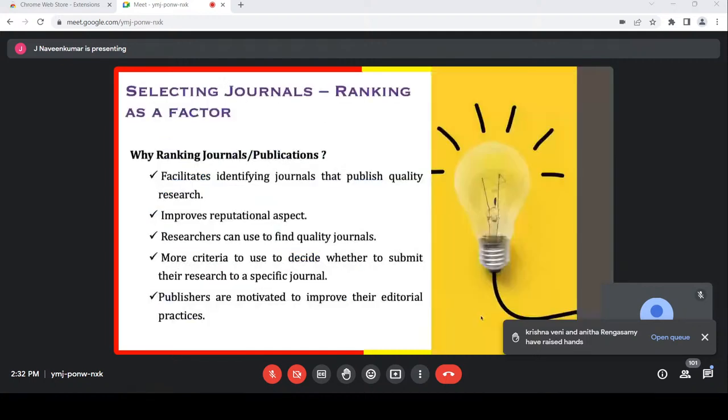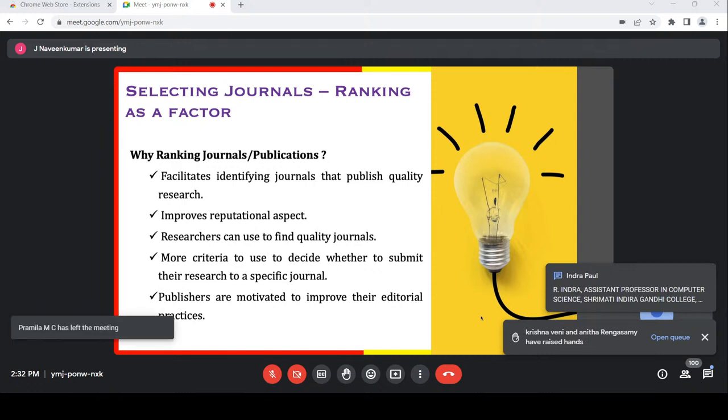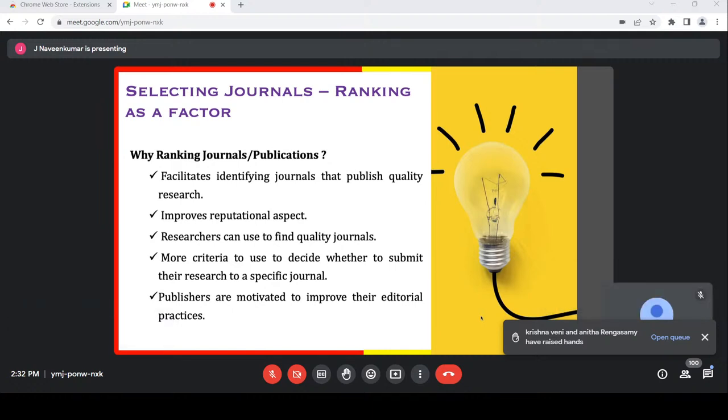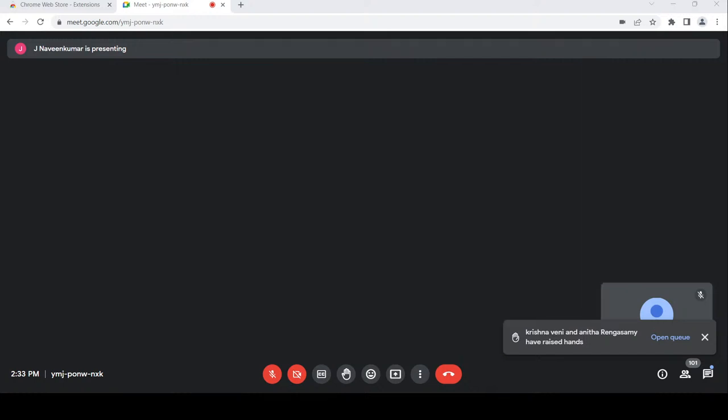Ranking is done in order to understand whether the journal publications are of good quality or not. The first and foremost thing is, if a journal has a high rank, it means it has very high quality publications. If the journal has a low rank, it has low quality publications. That's what we can identify from the ranking itself. The second point is, the ranking helps you understand the prestige value of those journals, how prestigious the journals are.